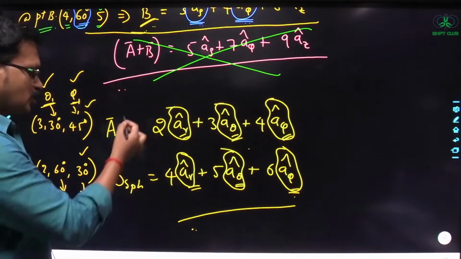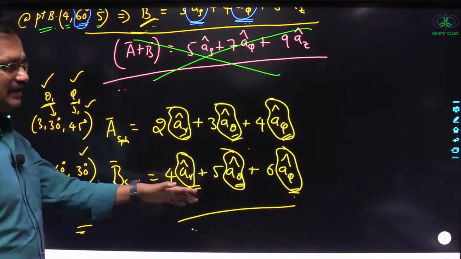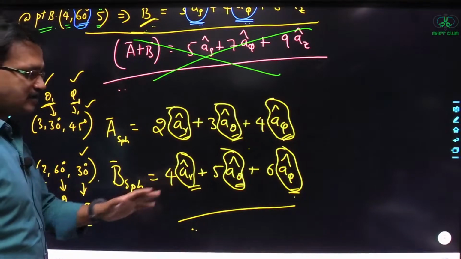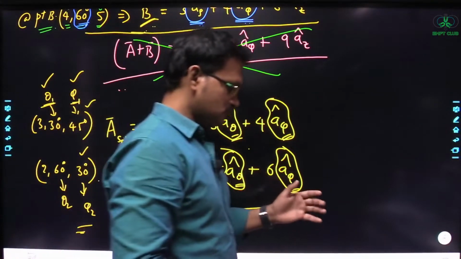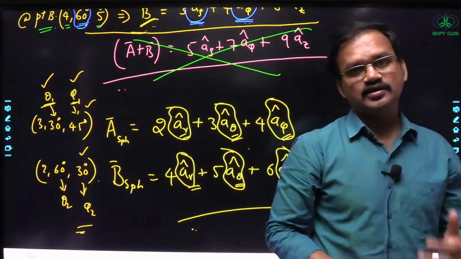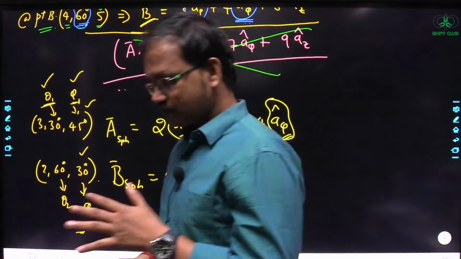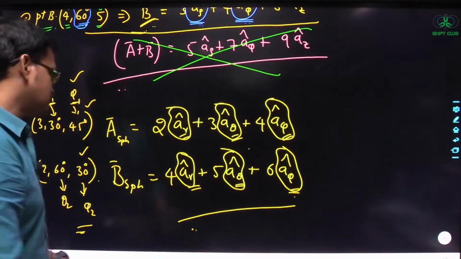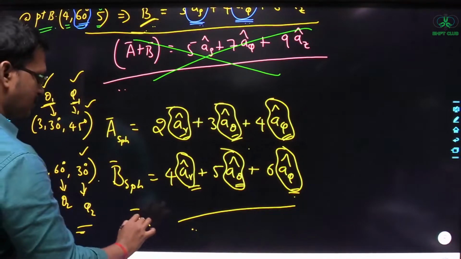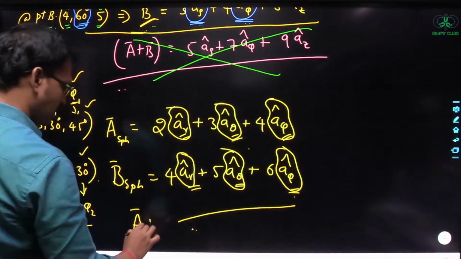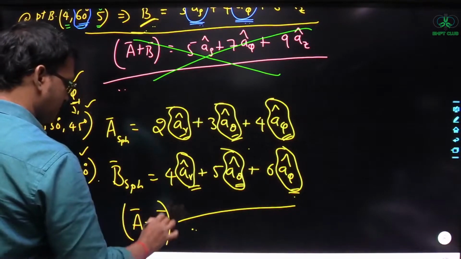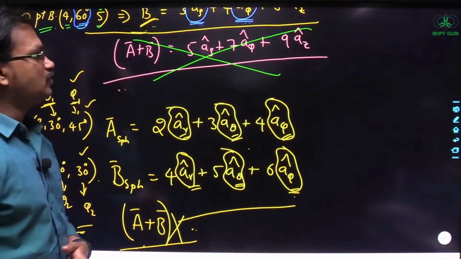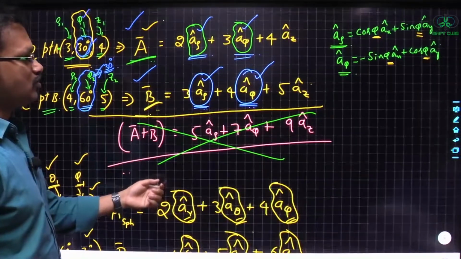So in this case you cannot directly perform the addition operation. Understood? You can add two components only when those two components are pointing in the same direction. Only then can you perform the addition operation, right? So in this case also you cannot determine a bar plus b bar. This is the point you have to understand.